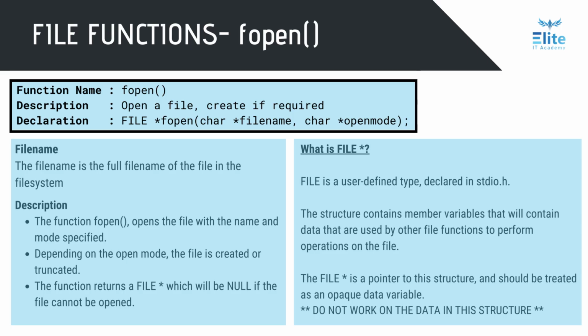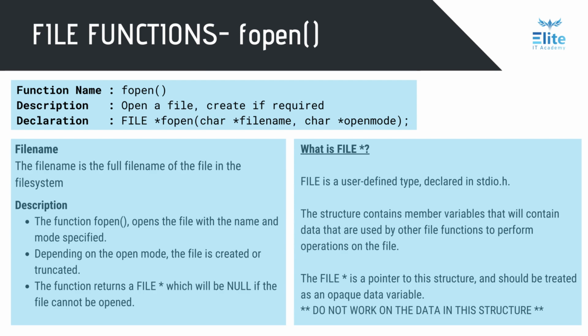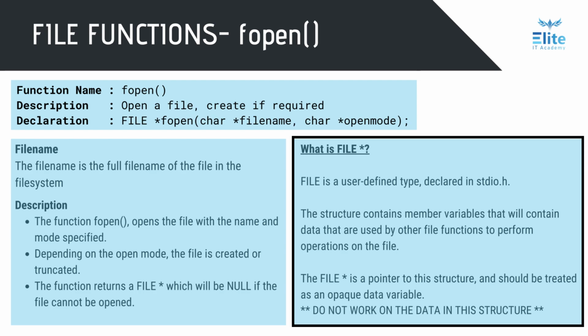The first function is the fopen function. The syntax of the fopen function is shown here. The function returns a pointer to a file structure which is declared in the stdio.h header file. The internals of the structure are irrelevant and must not be used by you when processing the file stream. The file structure should be treated as an opaque reference to a file.